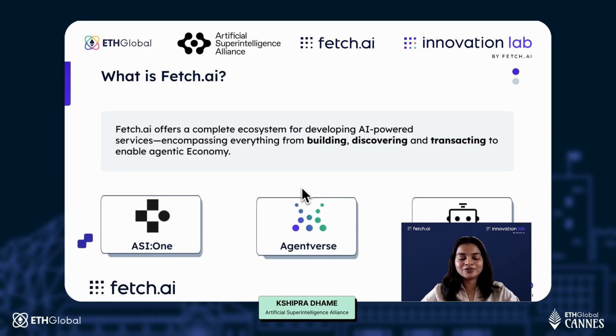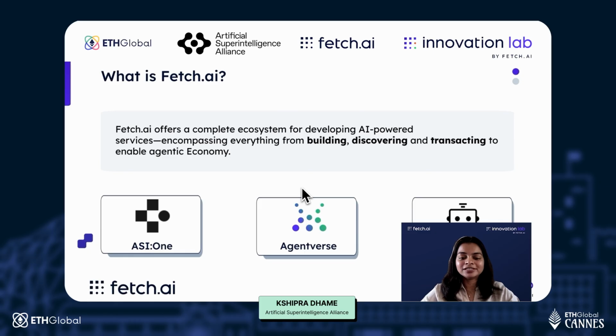The first component of the Fetch AI ecosystem is ASI1. So ASI1 is a Web3 native LLM. I know there are a lot of LLMs out there such as ChatGPT, Gemini, and so on. But we cannot really contribute to the knowledge base of these LLMs. But with ASI1, you can contribute to the knowledge base of the LLM in the form of agents, meaning ASI1 has access to agents and it can call a particular agent based on a user's query to get a task done for you.